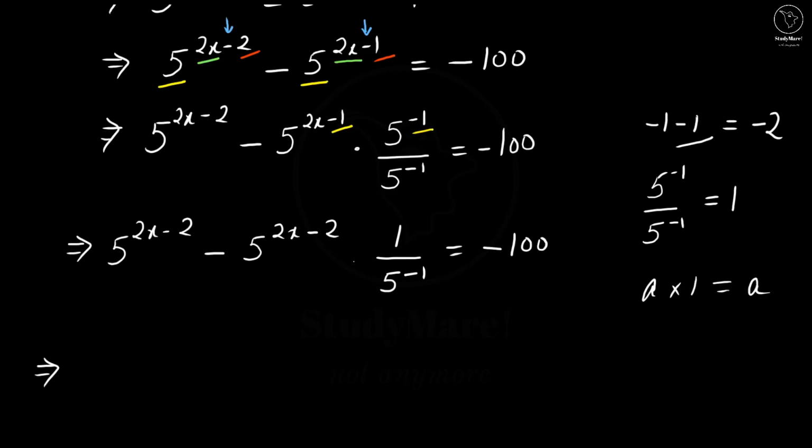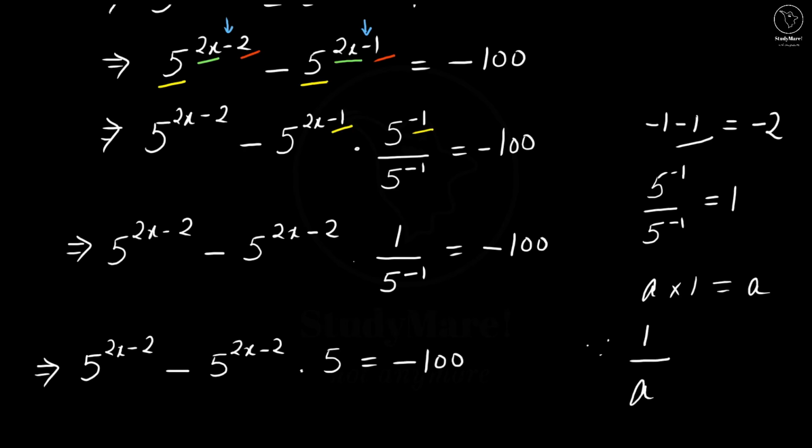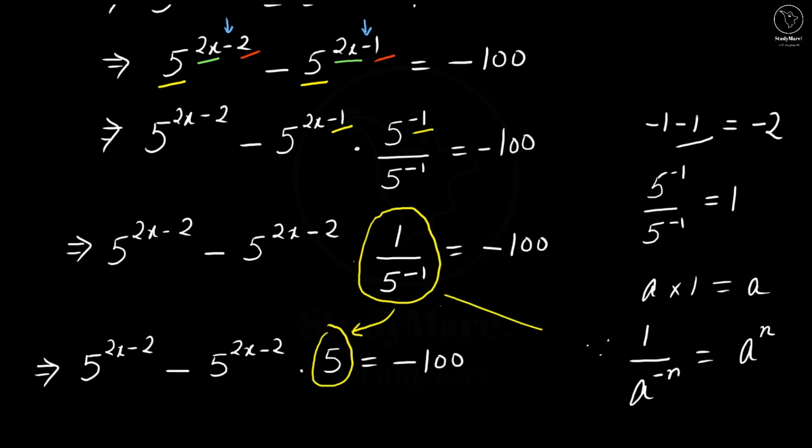Simplifying it further, we get 5 to the power 2x minus 2 minus 5 to the power 2x minus 2 into 5 is equal to minus 100. Since 1 by a to the power minus n is equal to a to the power n, we get 5 in place of 1 by 5 to the power minus 1.